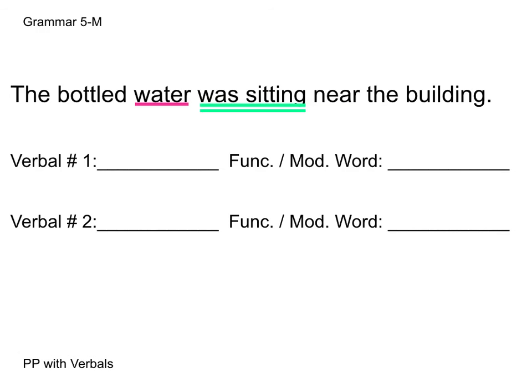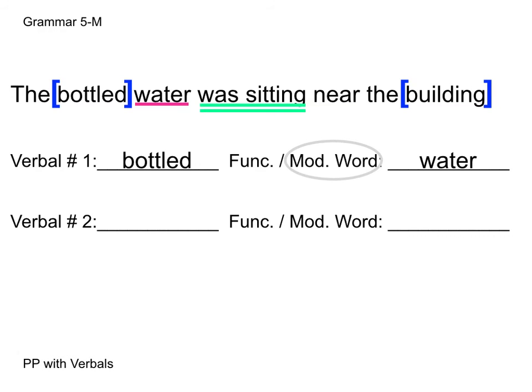The bottled water was sitting near the building. And now we just need to find our two verbals. So bottled is one and building is the other. So we're going to write the first verbal of the sentence, which is bottled, and we need to identify what it's doing in that sentence. It's not functioning as anything. Past participles always modify a word, and in this instance, it's modifying water. It's what type of water it is: bottled water.